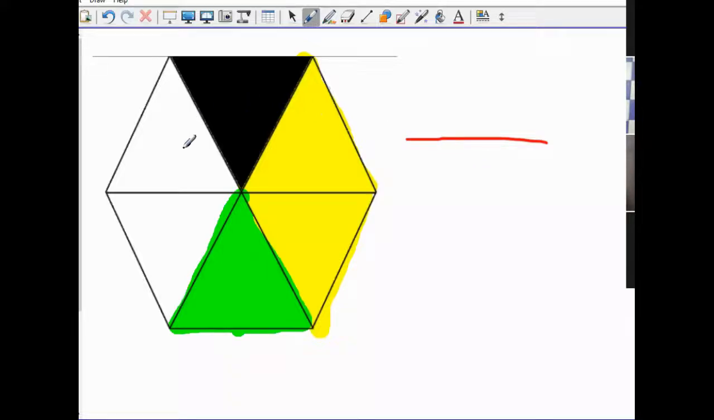Let's count. How many equal parts here? 1, 2, 3, 4, 5, 6. So I see 6 equal parts. Jihad, how many are colored? 4. So 4 over 6, or 4 out of 6, or 4 sixths. Okay? Thank you, Jihad. 1 point.